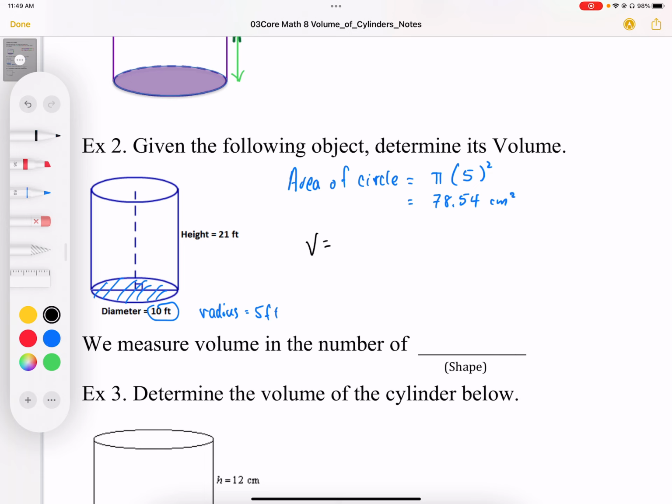And so we end up with the volume as 25 times 21. That gives us 525 pi cubic feet, which rounds to, I'm just going to clean that up a bit, 525 pi. It works out to be 1,649.33. So I'm just going to round that to 1,649.34. And so what we were measuring then is cubic feet, or the number of cubes.